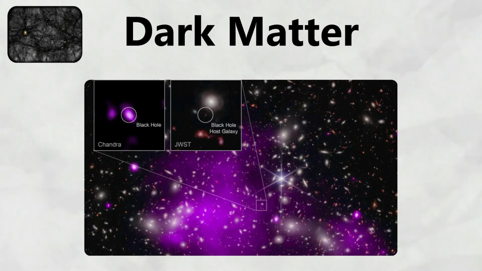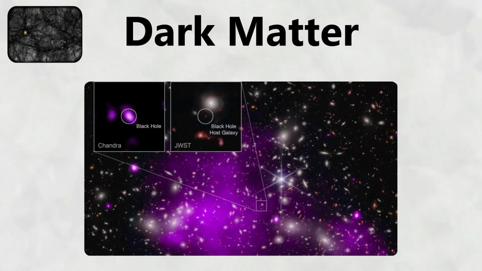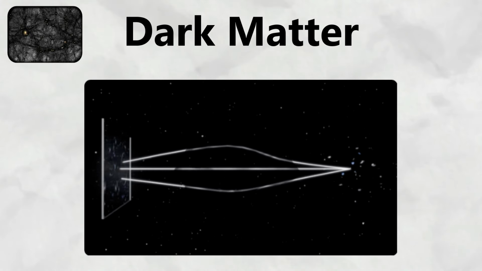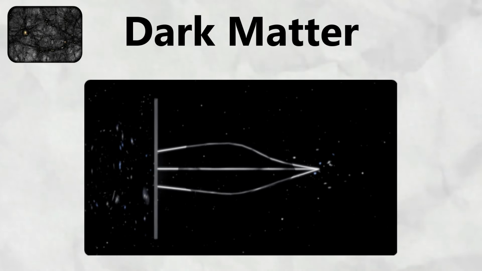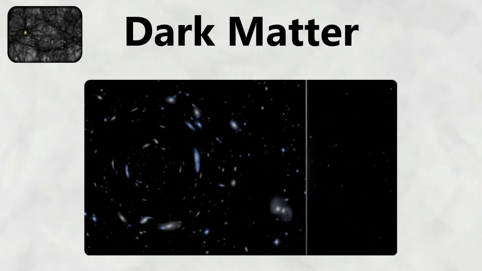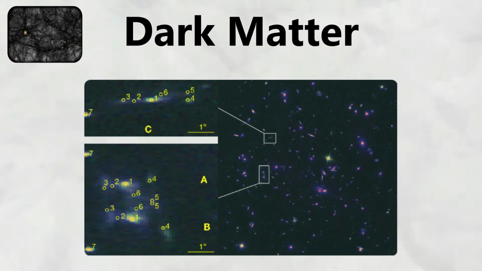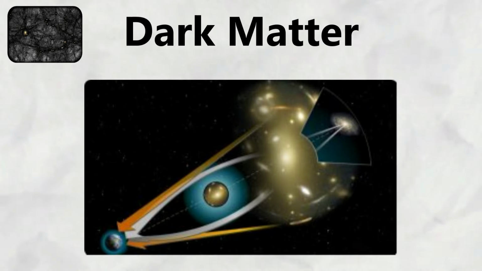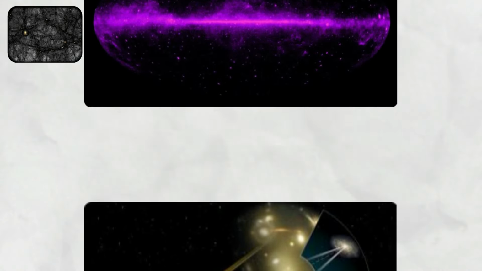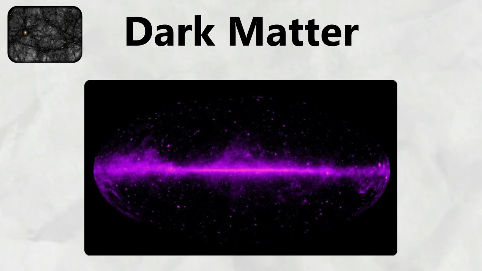Gravitational lensing offers direct observational proof of dark matter's existence. When light from distant galaxies passes near massive objects, the gravity of those objects bends the light's path, creating distorted or multiple images of the background galaxies. Astronomers observe this lensing effect in regions where there is insufficient visible matter to cause such strong gravitational bending, confirming the presence of invisible dark matter.